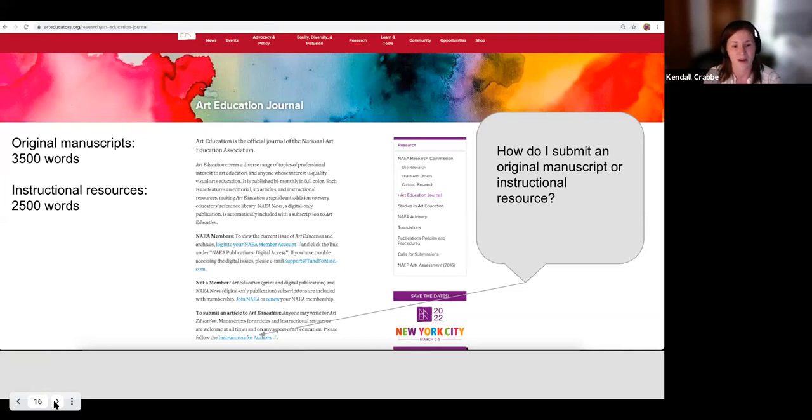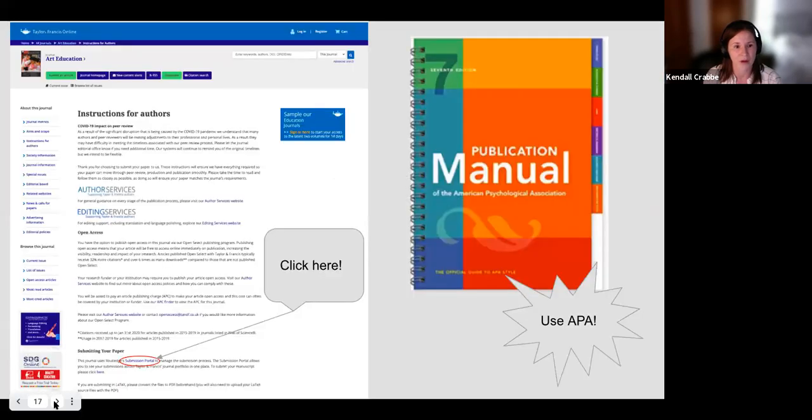Go ahead, Asavri, we'll go to the next slide. It'll take you to this page. This is the Taylor and Francis online submission page, and it gives you our detailed instructions for authors. We are very explicit about everything that we need and hope to see with your submission, so please read those in detail. But if you have questions, please email me at arteducationjournal@gmail.com. Essentially what you'll need is a cover letter, a title page, an abstract, keywords, and 2 copies of your manuscript.